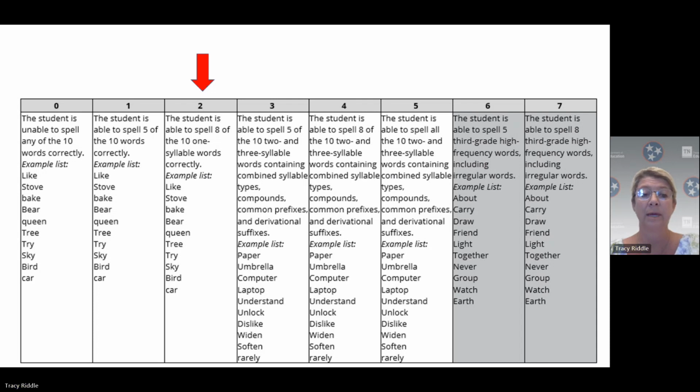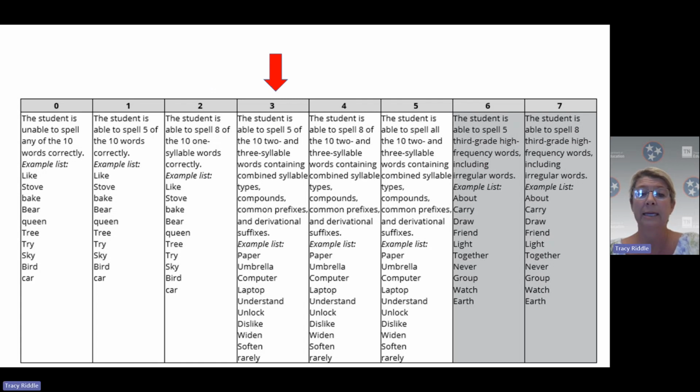Keeping in mind, if you do not use this example word list, you must use a word list that includes all of these types of words. Once the student has mastered this skill at the level 2, you can move into the second grade expectations.